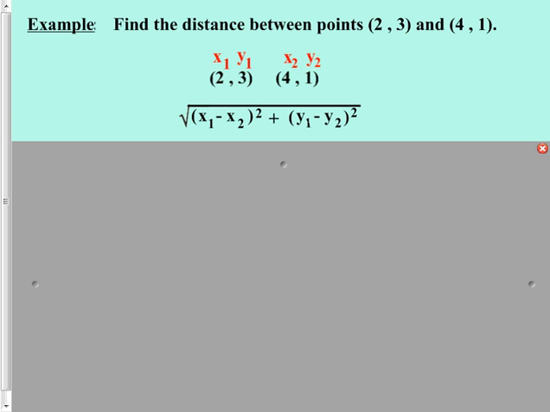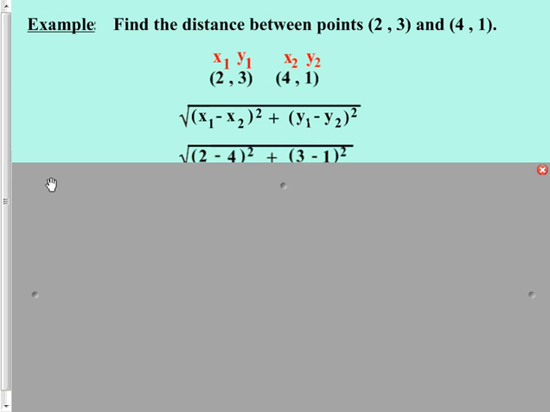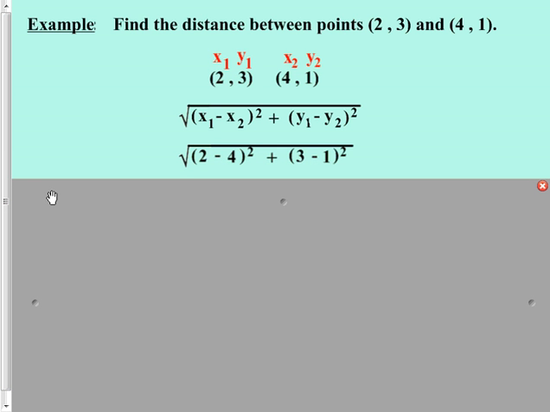So the formula is going to ask for an x1, that's going to be positive 2. Then the formula is going to ask for x2, that's going to be positive 4. y1 is going to be 3, y2 will be 1. So all we're doing is just a little simple connect the dots puzzle. There's really no reason or explanation for not plugging in the values in the right place.